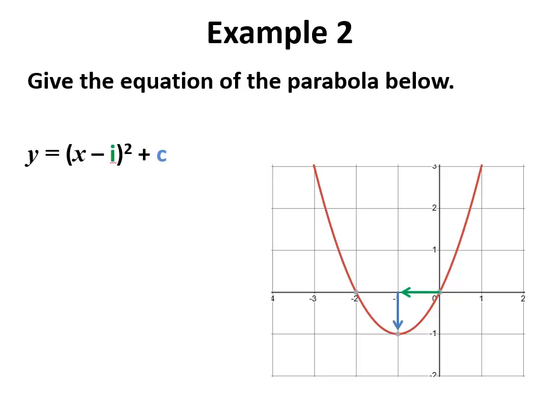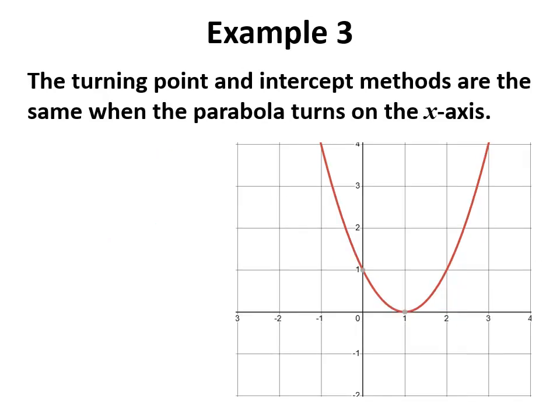Here we have another one. So the shift is left, so the 1 is negative 1, which will be plus 1, and down will be plus minus 1. So we write that negative 1 becomes plus 1, and plus minus 1 becomes minus 1. So basically that's what we're doing every time.